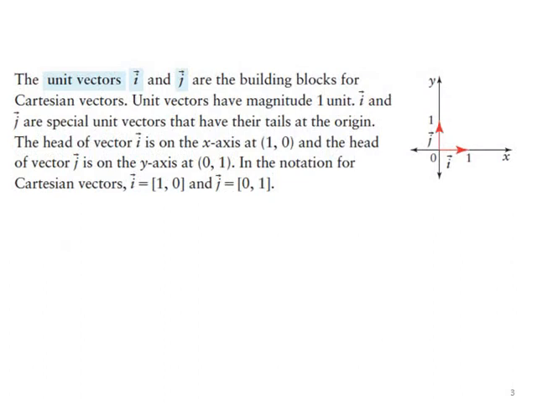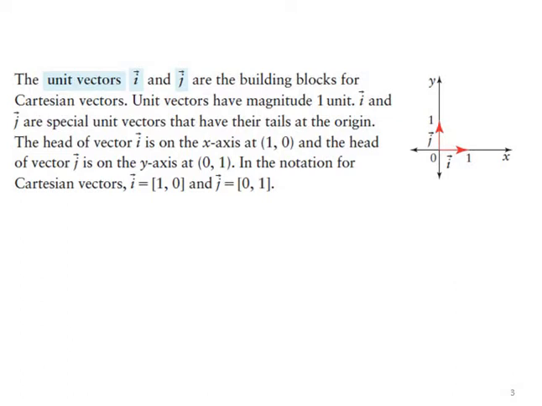So in 2D, we call unit vectors vector i and vector j. The magnitude is 1, but the direction is different. Vector i has the magnitude of 1 and the direction is in the x direction. Vector j, the magnitude is 1 and it is in the y direction. So i and j are the building blocks for Cartesian vectors. Unit vectors have magnitude 1 unit.